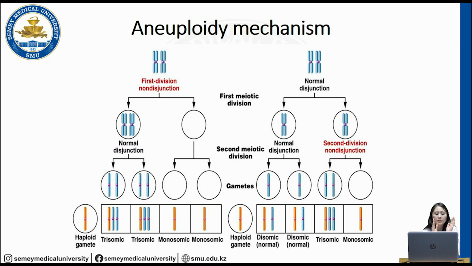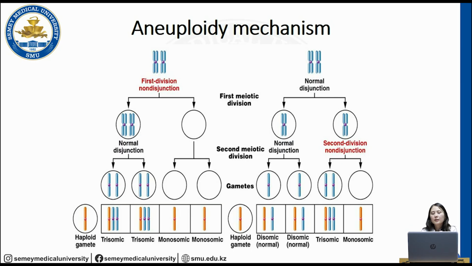As you can see from the left side, in the first division, homologous chromosomes move to the same pole and are formed in one cell, while the second cell is empty. After the second division, 4 abnormal gametes are formed, and when they are fertilized with a normal haploid complete gamete, they produce trisomy and monosomy organisms.